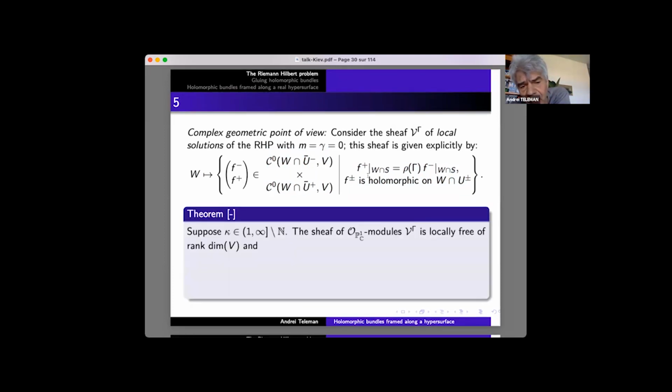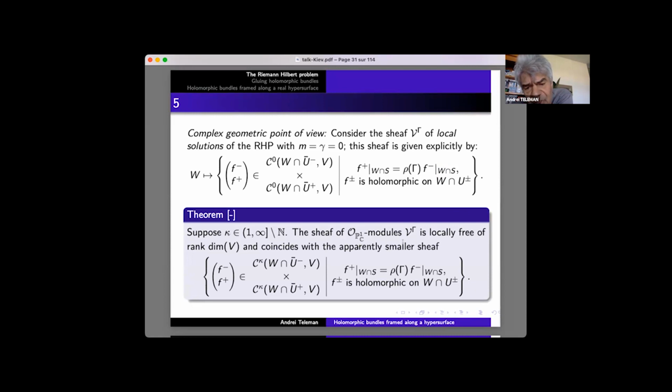And this is a theorem which I obtained. This, in fact, is a corollary of a gluing theorem I will mention later, which tells that this sheaf, which is obviously a sheaf of modules over P1, is locally free, having the same rank as the dimension of E, and coincides with the apparently smaller sheaf defined in the same way. But you see here, I impose class CK up to the boundary. Here I impose continuity. Here I impose differentiability of order CK.